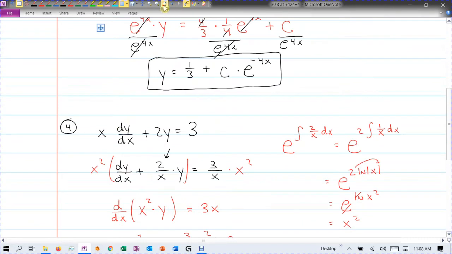New page. Number 5. So for 5, let's see what we've got here. dy dx plus y equals e to the 3x. Alright, so this looks like the correct format. We have a 1 in front of here. Our p of x is actually 1, and then the right side is a function of x. So we look like we're in business.